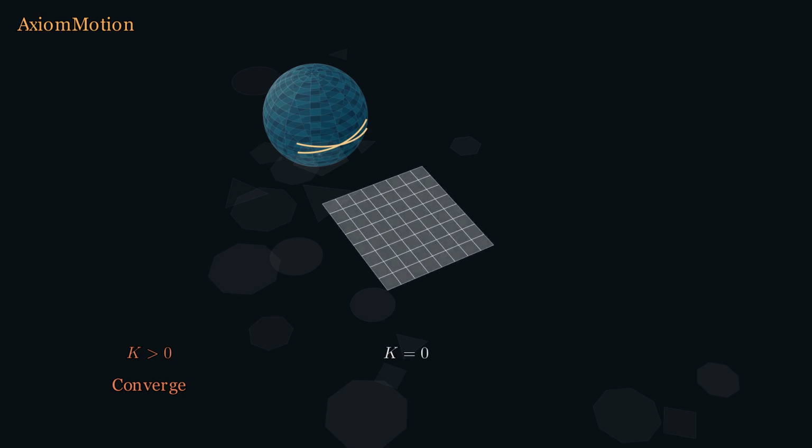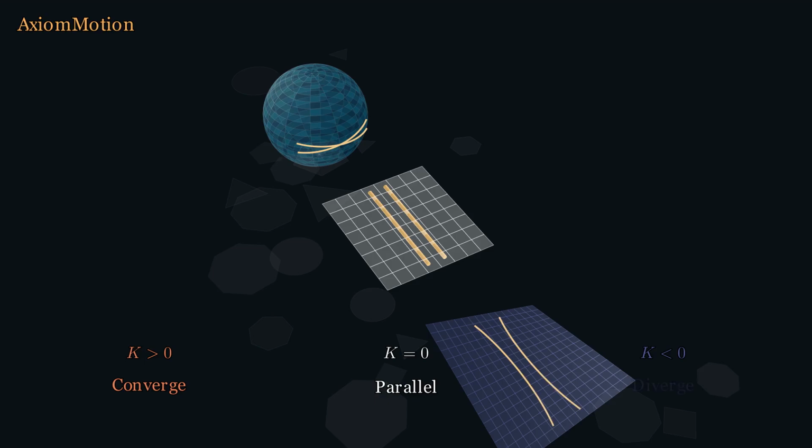On a flat plane, K equals 0, and parallel lines stay parallel forever. Euclid got it right. On a saddle surface, where K is negative, parallel geodesics spread apart exponentially. This is geodesic deviation, the way nearby geodesics accelerate toward or away from each other. It is the surface-level analog of tidal forces in general relativity.